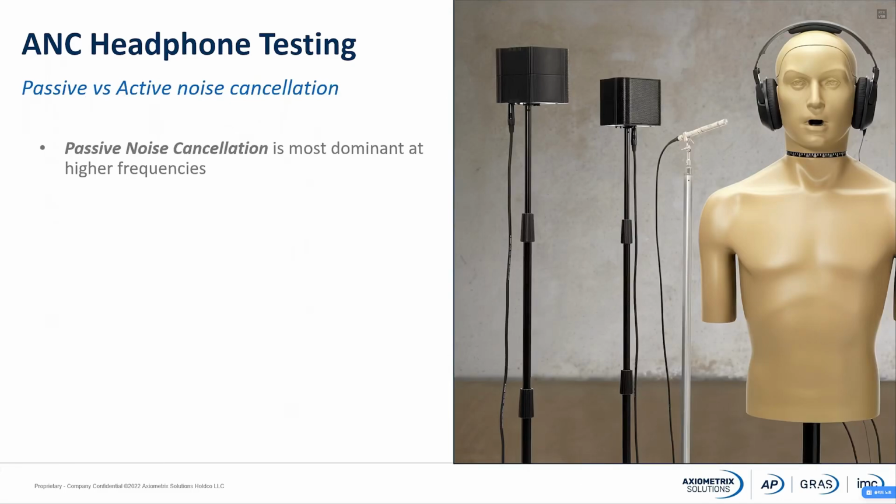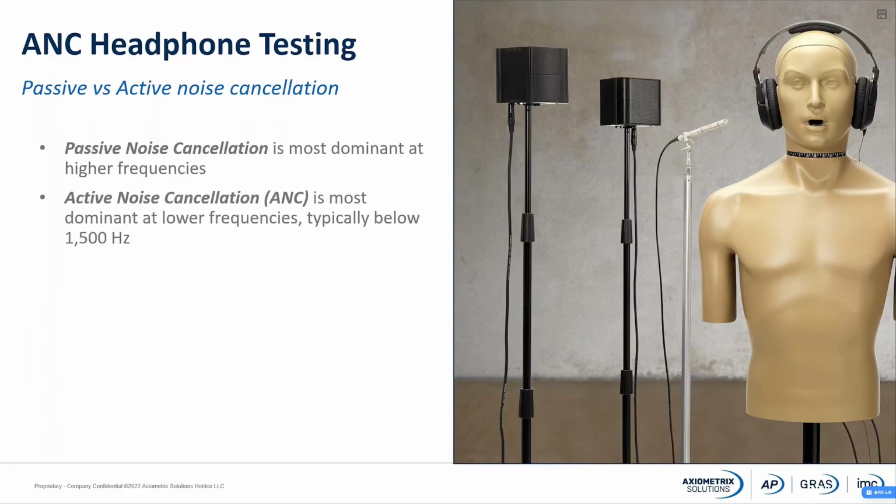So the passive noise cancellation is usually most dominant at higher frequencies. And what are higher frequencies? It's usually in the range of around 900 hertz to 1.5 kilohertz, and this is for a typical ANC system inside a headphone. And then the active noise cancellation is most dominant at lower frequencies, typically below 1.5 kilohertz or below 900 hertz, depending on the system.